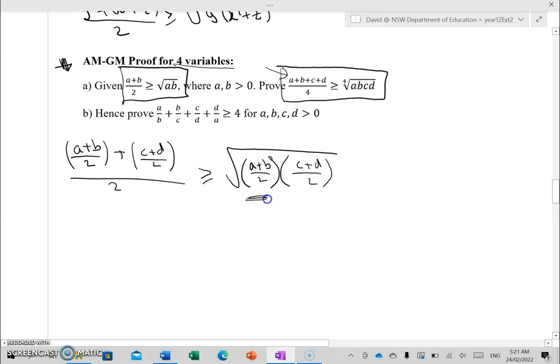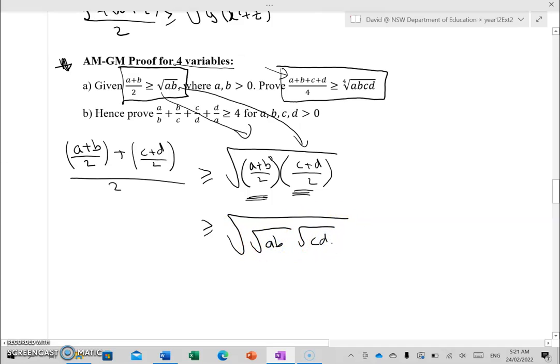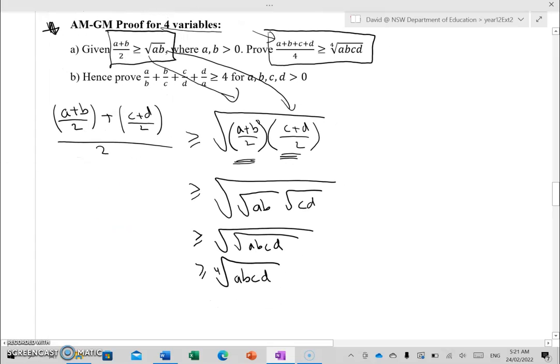And then what we do is we use the AM-GM again. It's an AM-GM within an AM-GM. Okay, so I'm using this result here, and I'm using this result here. That'll be greater than or equal to root of root the product AB and root the product CD, which is the same as the square root of the square root of ABCD, which is the same as being the fourth root of ABCD.